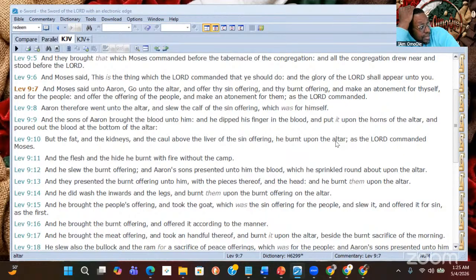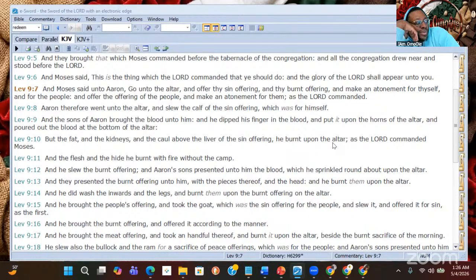And Moshe said unto Aharon, go into the altar, the Mitzvah, and offer thy sin offering, the Kotah, and thy Olah, and make an atonement for thyself and for thy people, and offer the offering of the people, and make an atonement for them, as Jehovah commanded. Aharon therefore went to the altar, the Mizbeach, and slew the calf of the Kata offering, which was for himself.